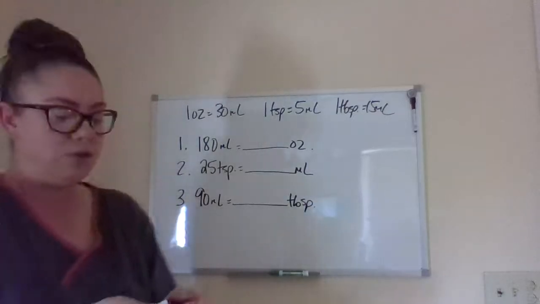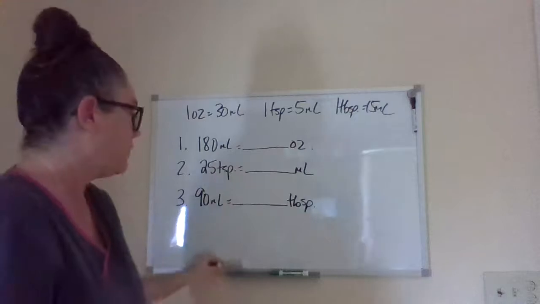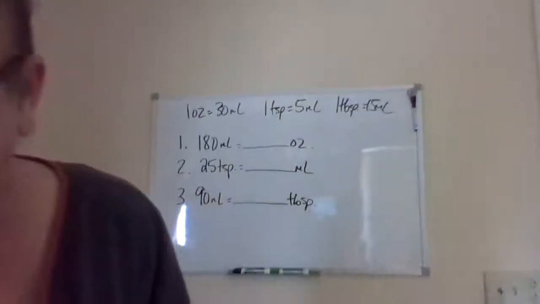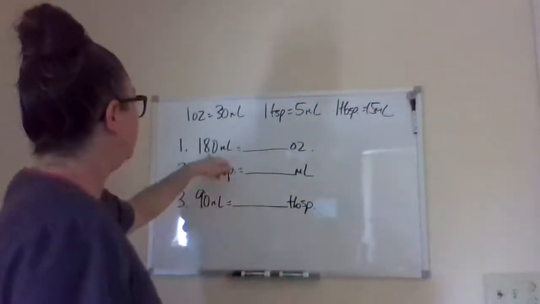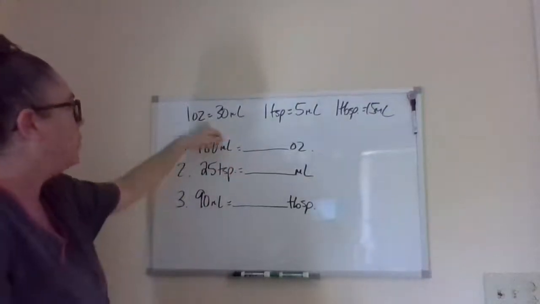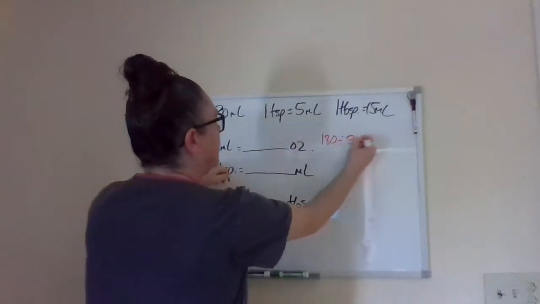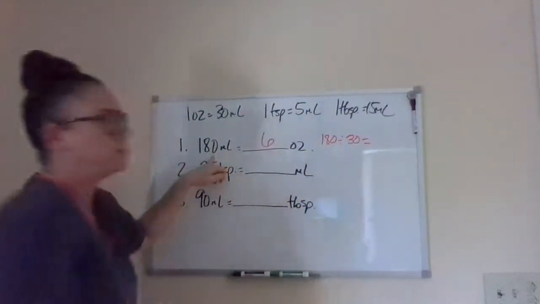So this comes down to you're either multiplying or dividing. For the first example, 180 milliliters, I'm converting to ounces. I know for every 1 ounce there's 30. So I'm going to take 180 divided by 30, and I get 6 ounces.